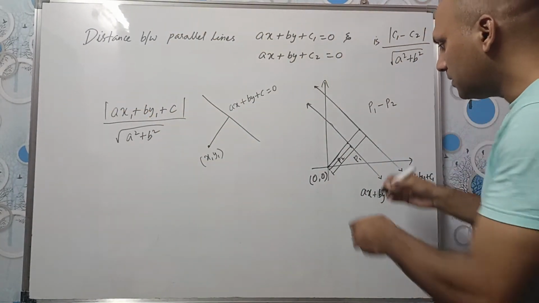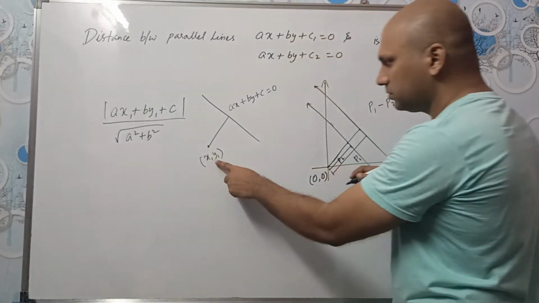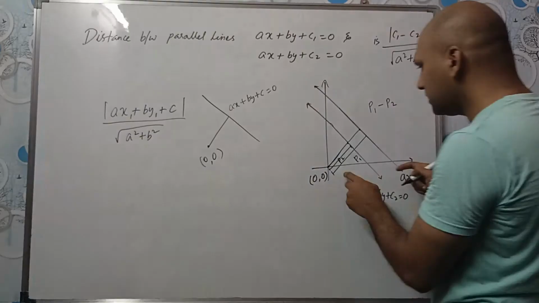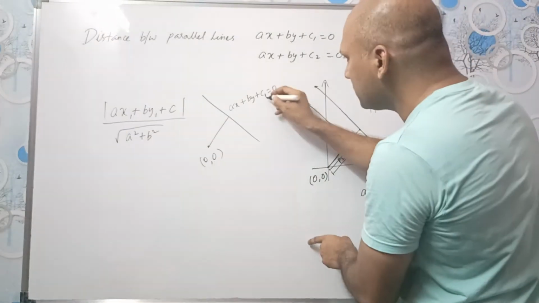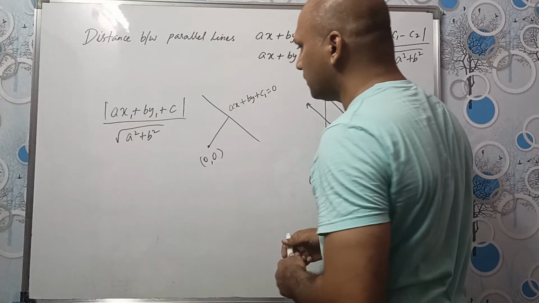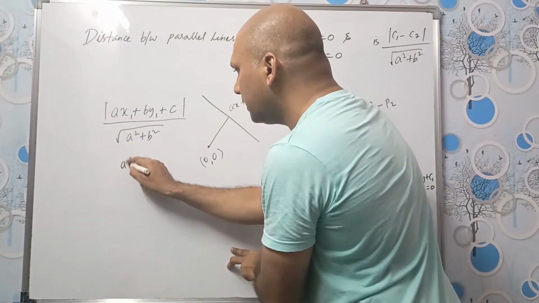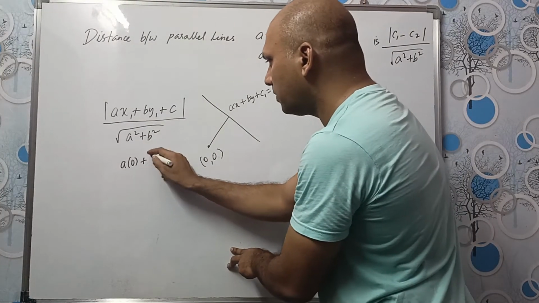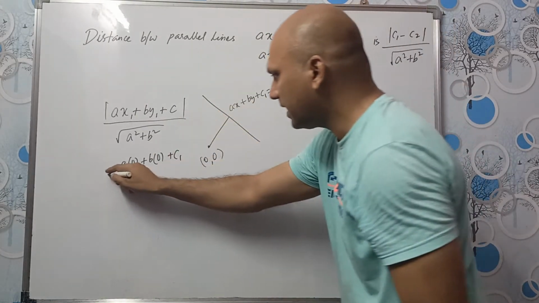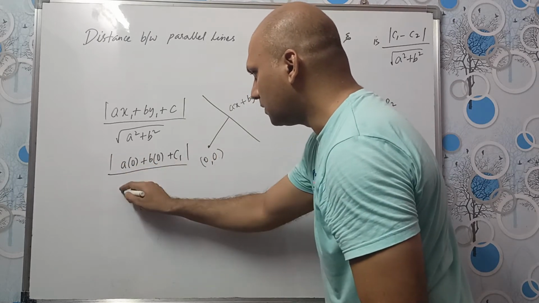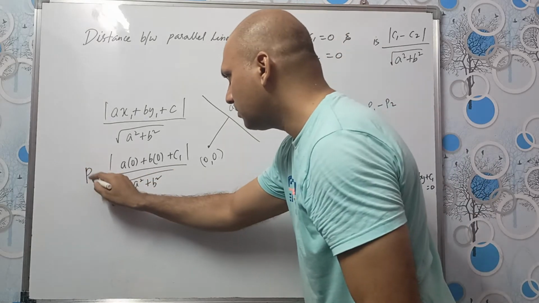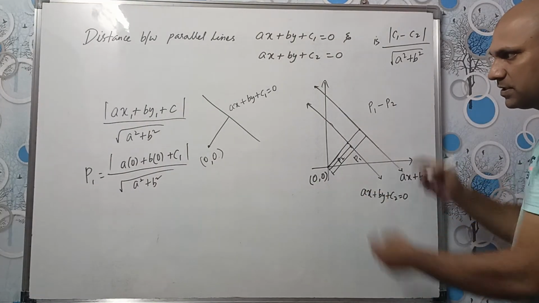Now the point here is (0, 0). And what is the first equation? It is ax plus by plus c1 is equal to 0. So let us substitute these values in this formula. It will be equal to a into 0 because x1 is 0, plus b into 0 because y1 is 0, plus c1 divided by root of a square plus b square. This is P1, right?